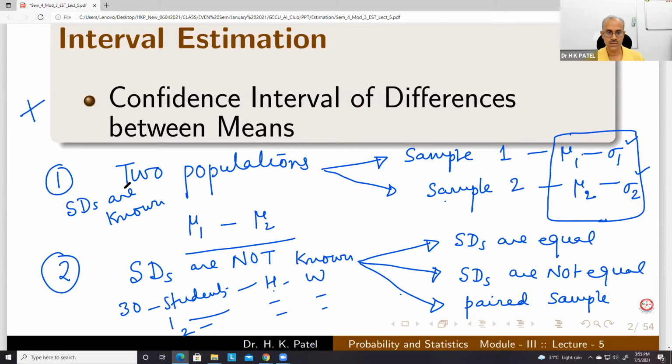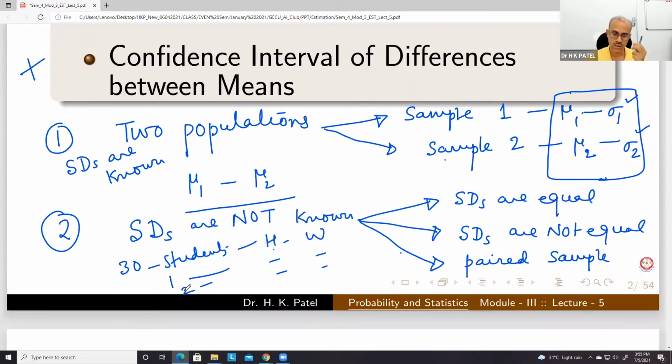The first case is straightforward, where there are two populations and one sample is drawn from each population, and we know the standard deviations. So let us start the discussion on finding the confidence interval for this case, and then we'll later move to the second cases where we don't know the standard deviations.